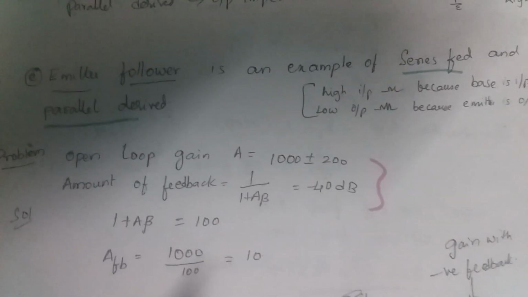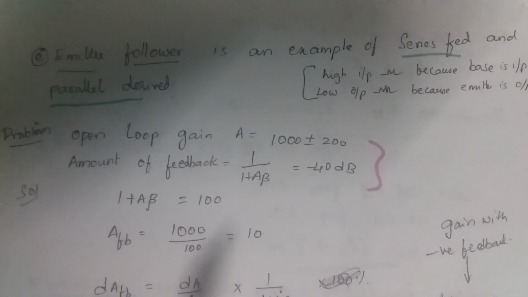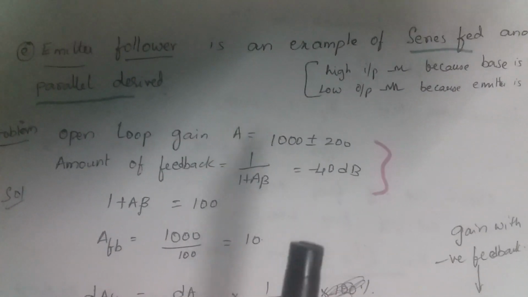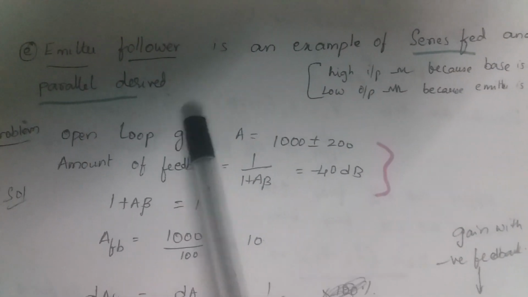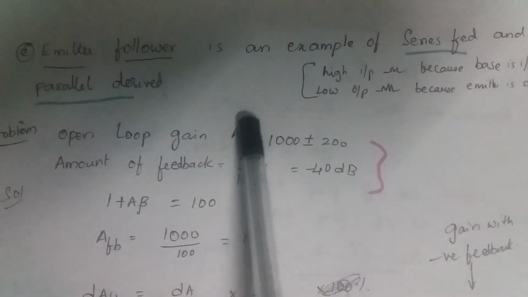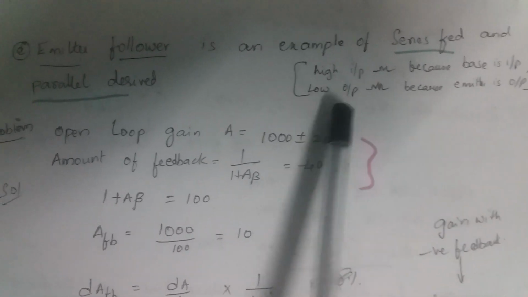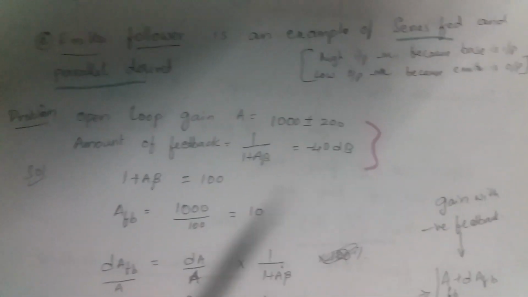High input impedance means what? Series feedback. And at the output you have low output impedance. That means parallel derived. That is, emitter follower is an example of series fed and parallel derived. So high input impedance because base is the input, low output impedance because emitter is the output.